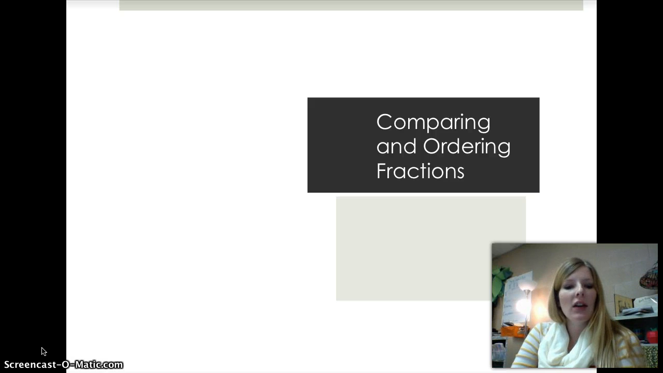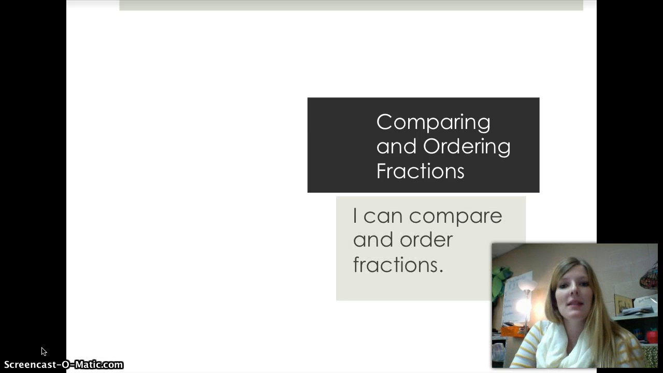Go ahead and title your lesson Comparing and Ordering Fractions, and then write down the I can statement. I can compare and order fractions.